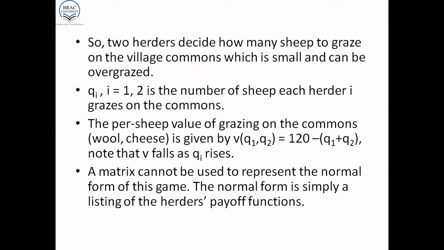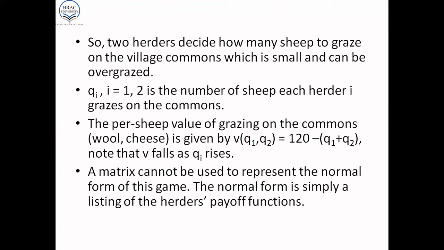And V of Q1, Q2 is equal to 120 minus Q1 plus Q2. And note that V, the value, falls as Q1 or Q2 rises. So in other words, the value which the herder obtains depends not only on his own sheep, but also on the number of sheep brought in by the other herder, right? So the other person's actions also affect your outcome.